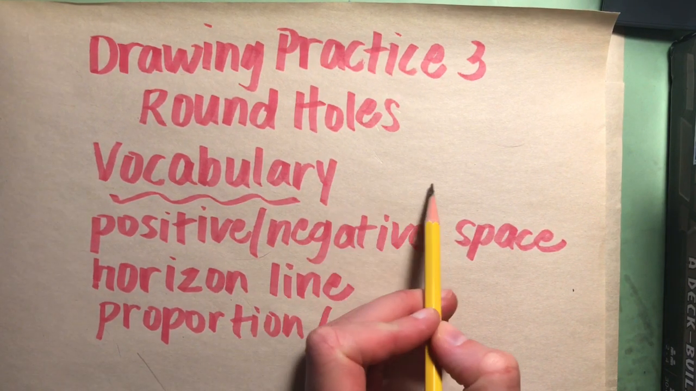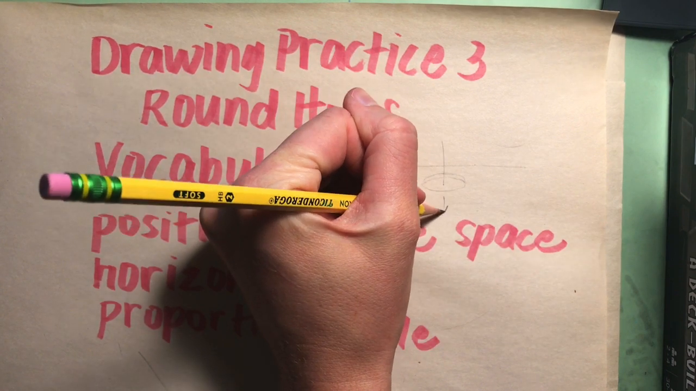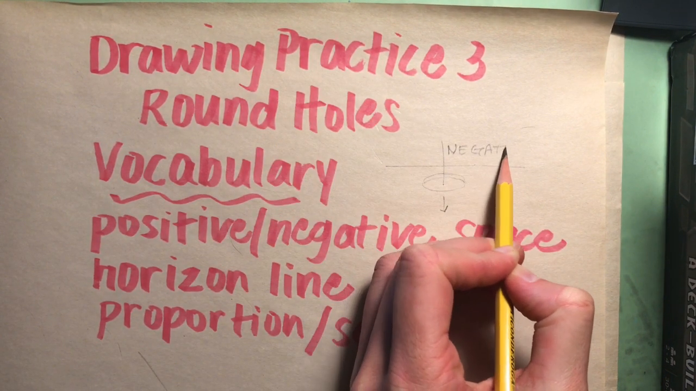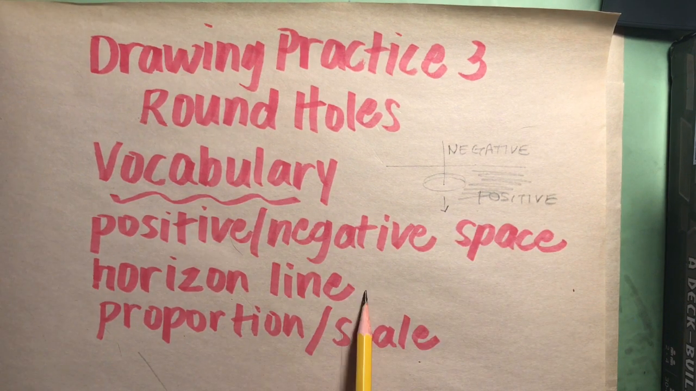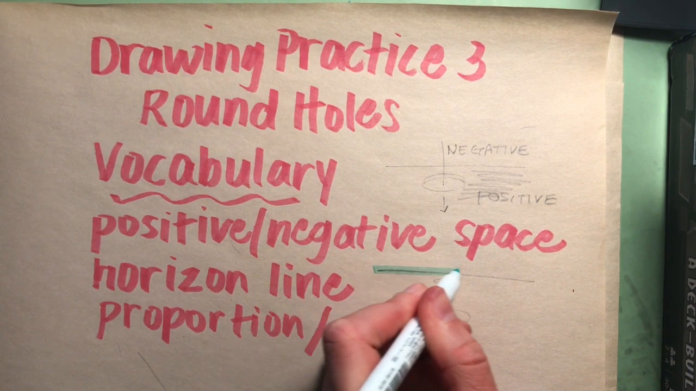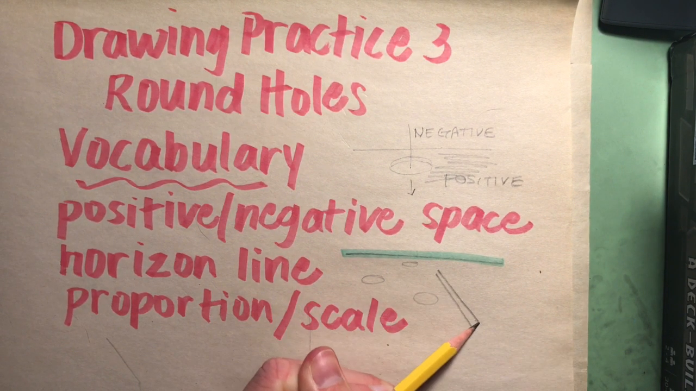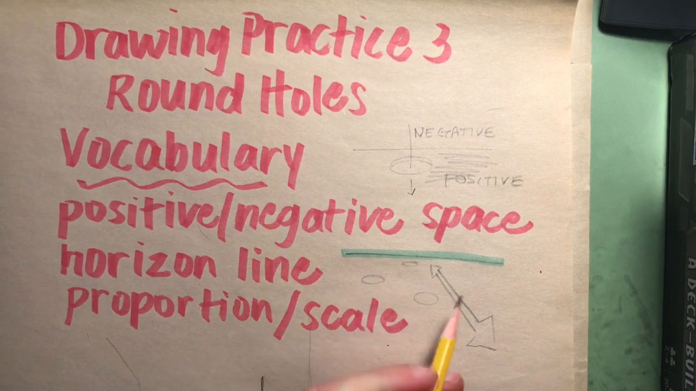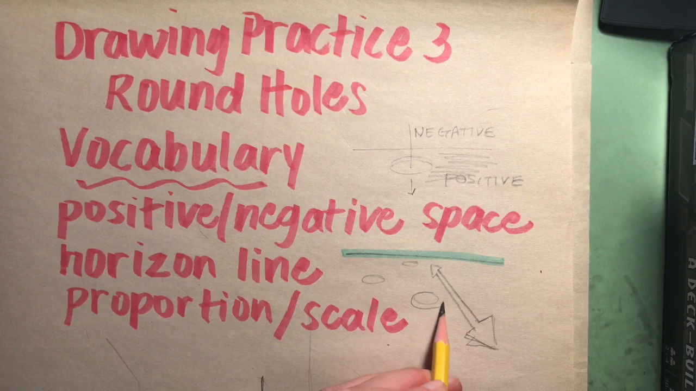So to review today's vocabulary, the positive space was the ground itself, and the negative space was the space inside the hole. The horizon line was the eye level of the viewer, that horizontal line. And we used proportion or scale to show that the closer things were to the viewer, the bigger they were, and the further away they were, the smaller they got.